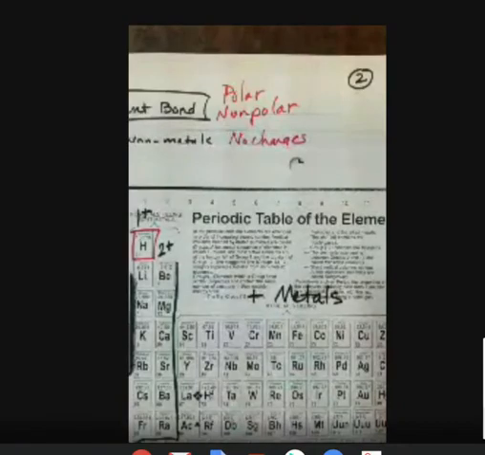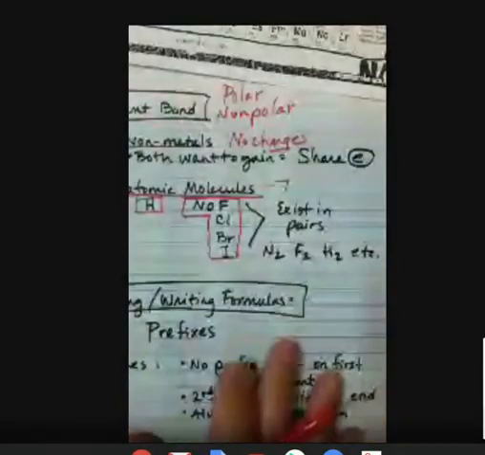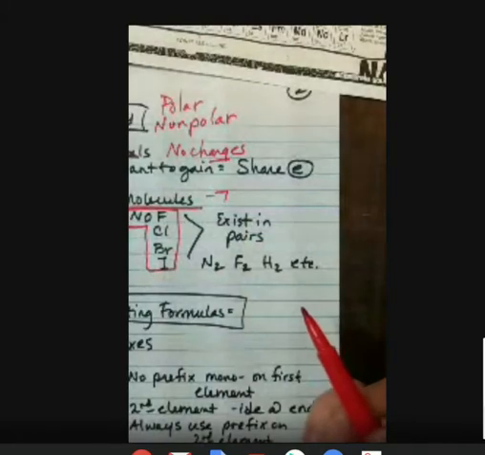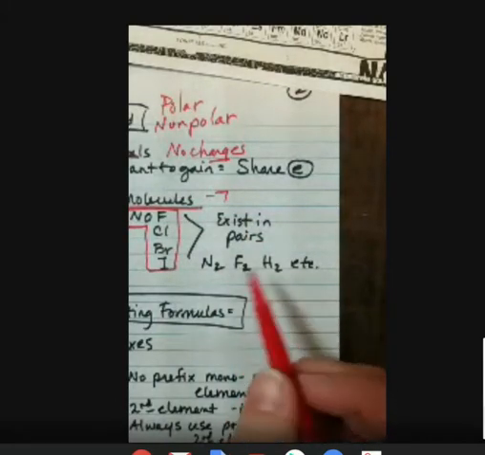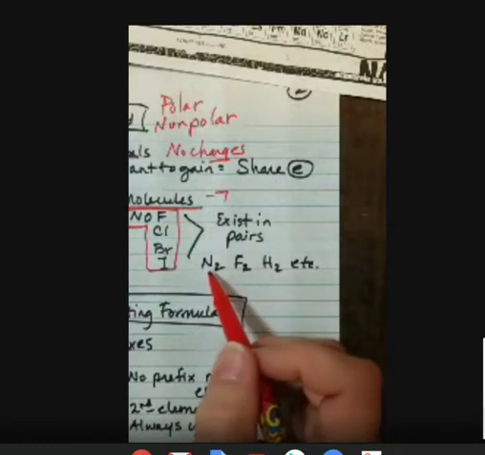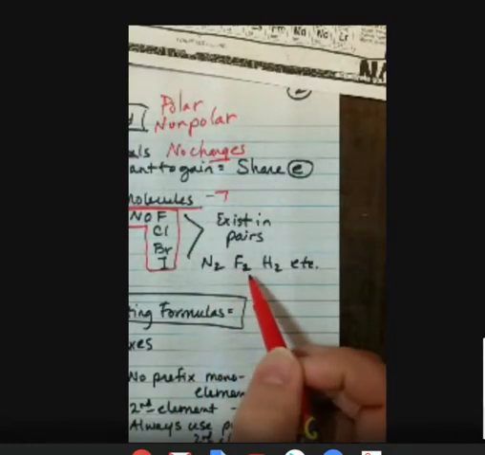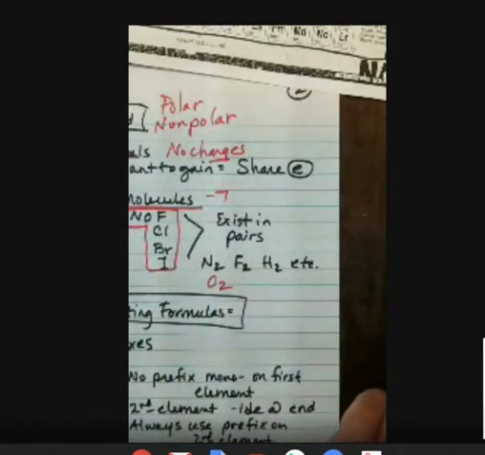Why are these guys so important? They are pretty unstable. They're pretty unhappy, meaning that when they are existing in nature, they only exist in pairs. So you are not going to find them by themselves. So instead of nitrogen being by itself, atmospheric nitrogen is N2. Fluorine would be F2. Hydrogen would be H2. Oxygen would be O2. That's why we've always written oxygen as O2, because that's how it exists in nature.